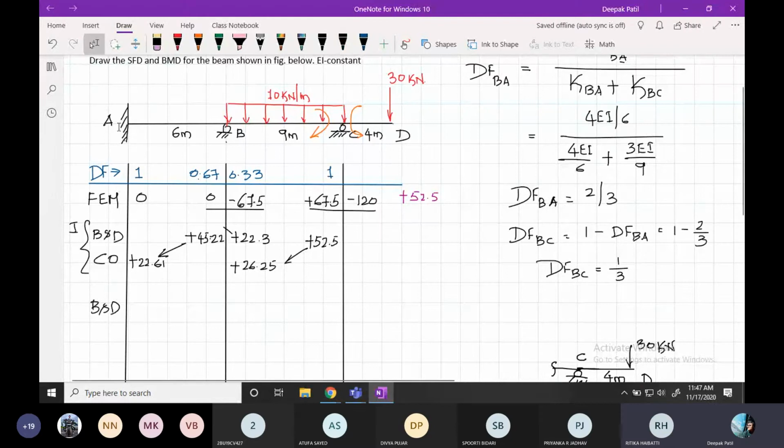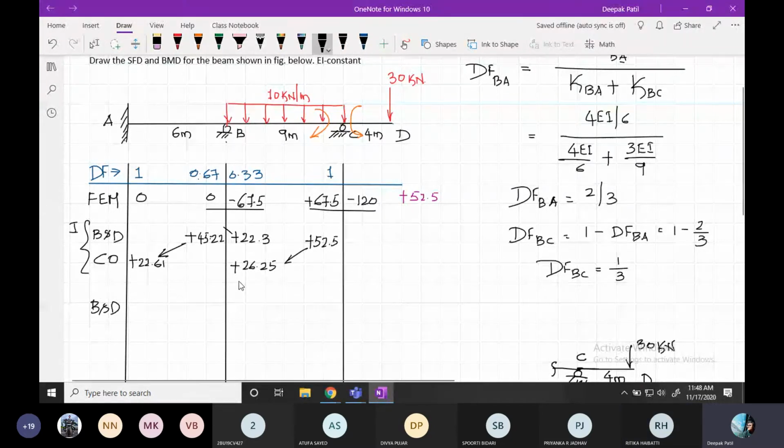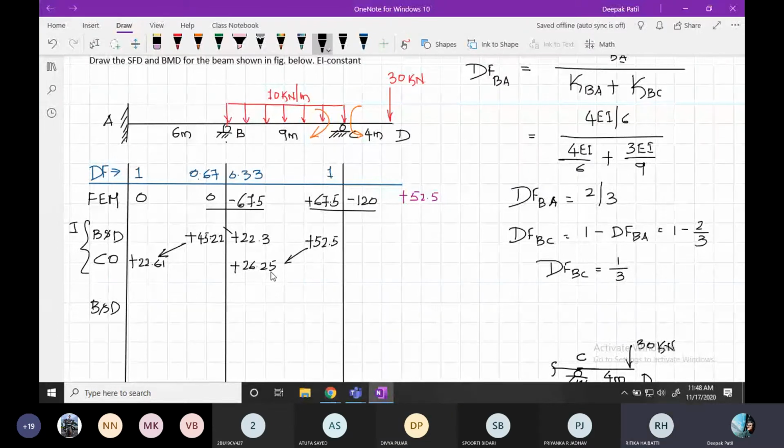Carefully see what is the original support. Original support at A is fixed. So originally it is fixed, so you should not balance that. But will you balance this plus 26.25? Yes, so then you have to underline this one.